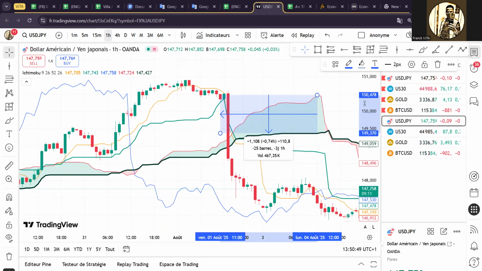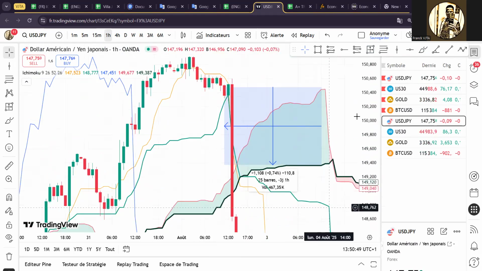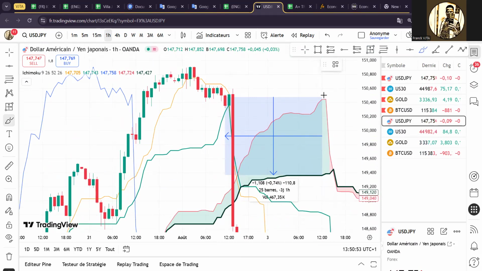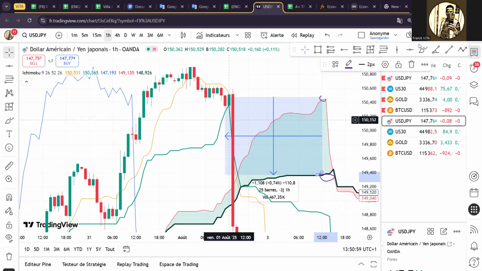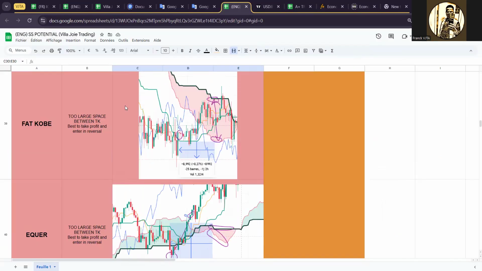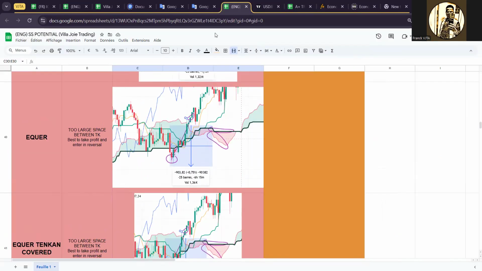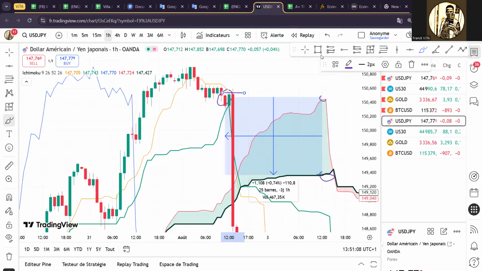100 pips in 1 hour on the USDJPY. Oh, that is a lot. This one is crazy big, insane. So you need to start selling. Like that's the last opportunity. Fat Kobe, you need to sell. And then the Eke for the cloud happened a lot on the Fufu.